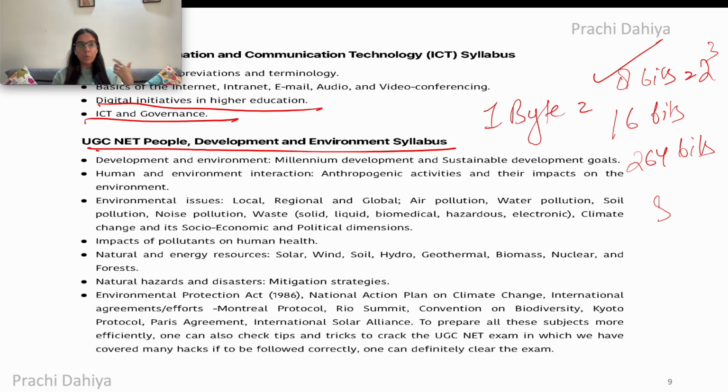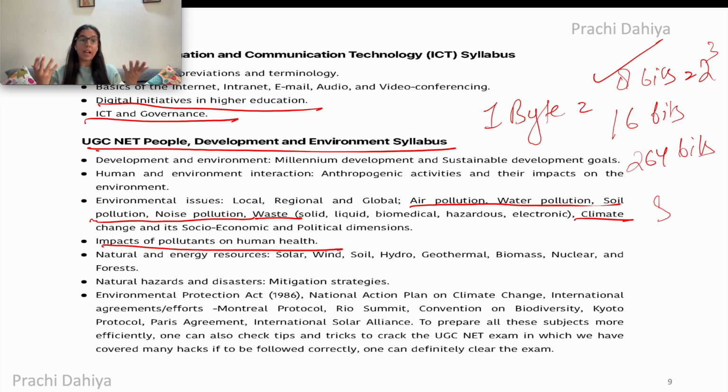I required much more practice and revision to remember what chlorofluorocarbon is. Greenhouse gas is a very popular one, so we know more about it. They can ask you about what a carbon footprint is and all that, so please be prepared with that. Then, what are the different types of pollution? Here it's given to you: air pollution, water pollution, soil pollution, noise pollution, waste. Different types of waste, what is climate change, all that, and the impact of pollutants on human health.